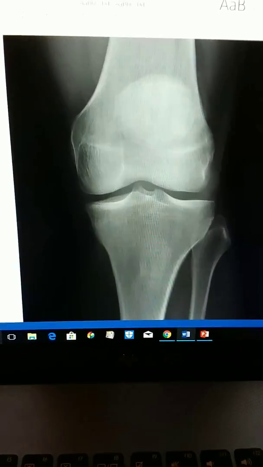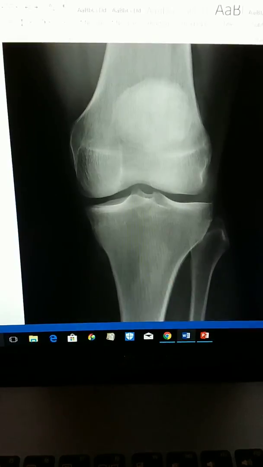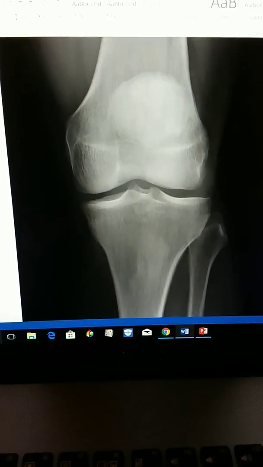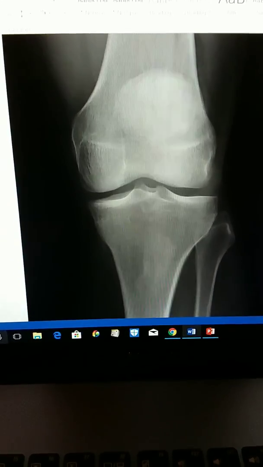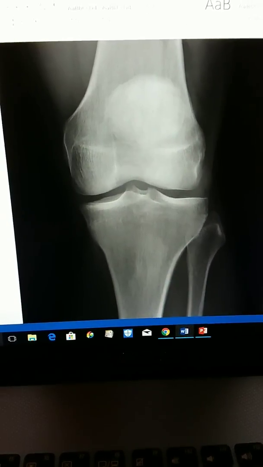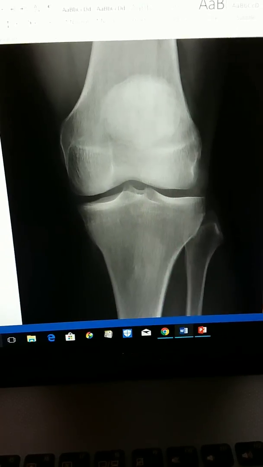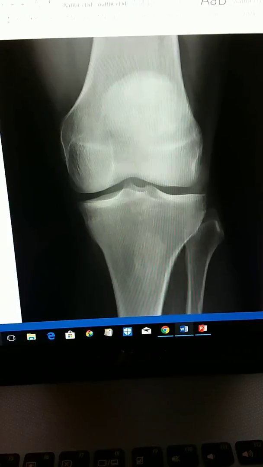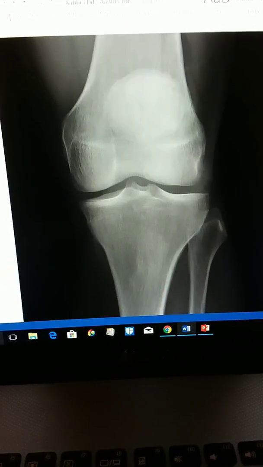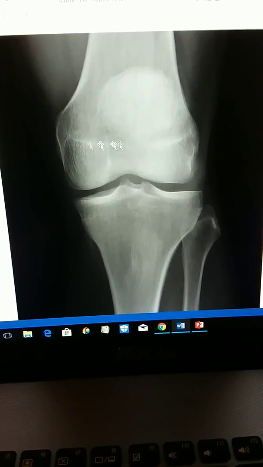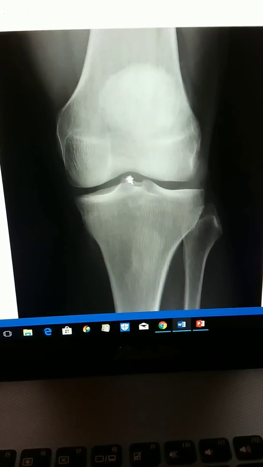Now that we have all our projections done, we'll go through the images and evaluate the criteria for each individual image. Starting with our AP projection of the knee, we have the entire knee shown without any rotation, by evidence of the femoral condyles symmetric and the tibia intercondylar eminence centered. So condyles and our eminence are centered.